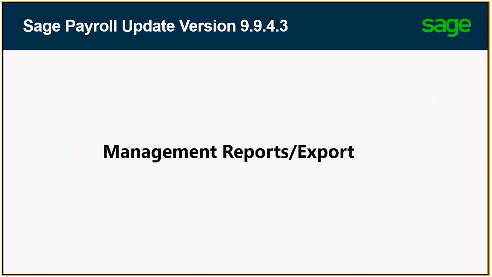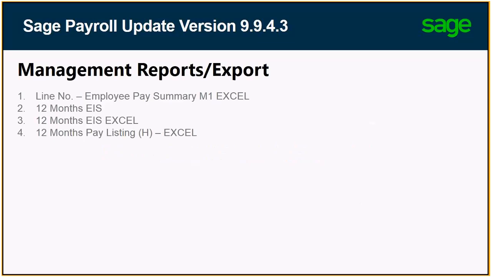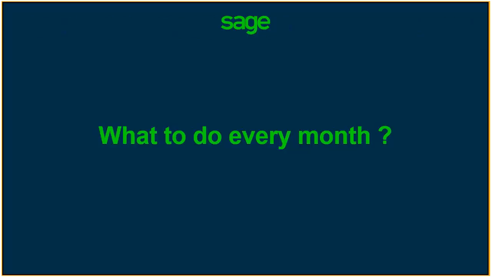We also add in more management reports or export capability. So there are these line numbers, employee pay summary. You can do an Excel export, the 12 months EIS Excel, and 12 months pay listing (H) Excel as well.